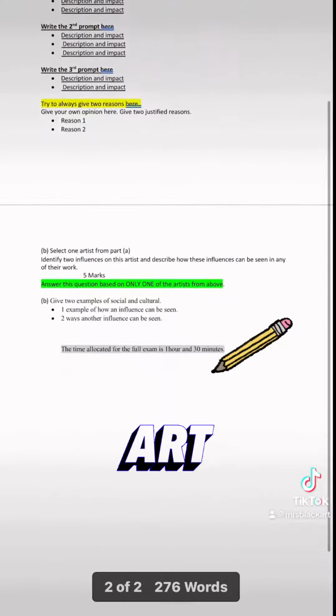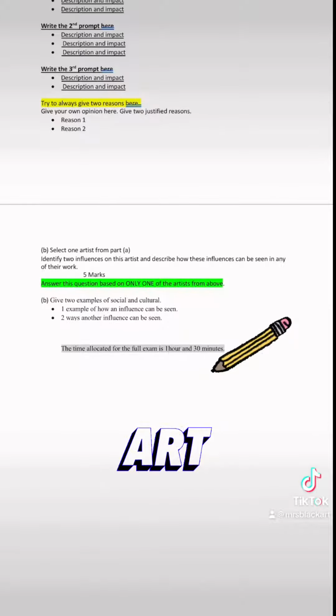Part B is worth 5 marks. 2 of these marks are for identifying influences on your selected artist. Remember, you must write about one of the artists that you have mentioned in Part A. You only need to mention one of the artists though, not both of them. The remaining 3 marks will be awarded for describing how these influences can be seen in any of their work. Make sure that when you're identifying influences that they've got to be factually correct and specific.